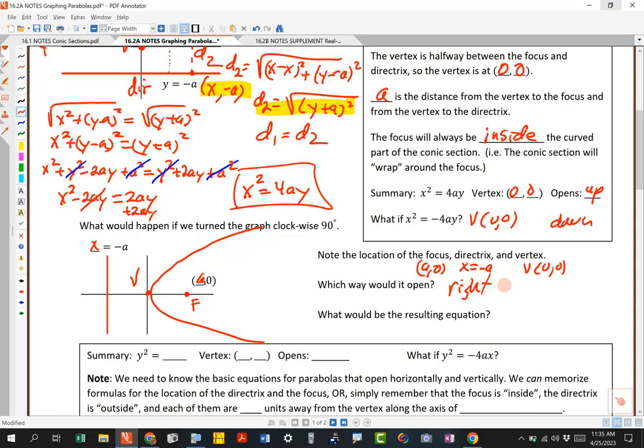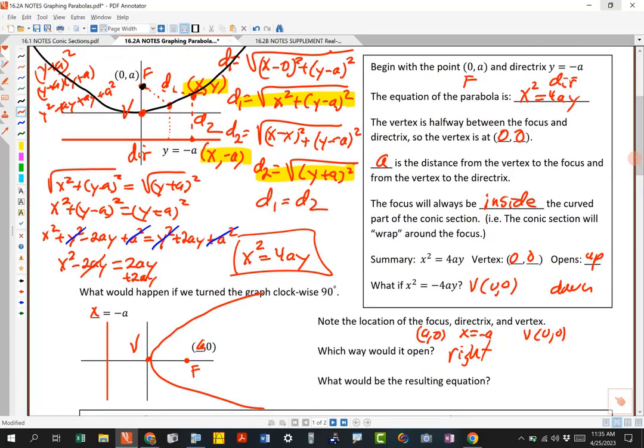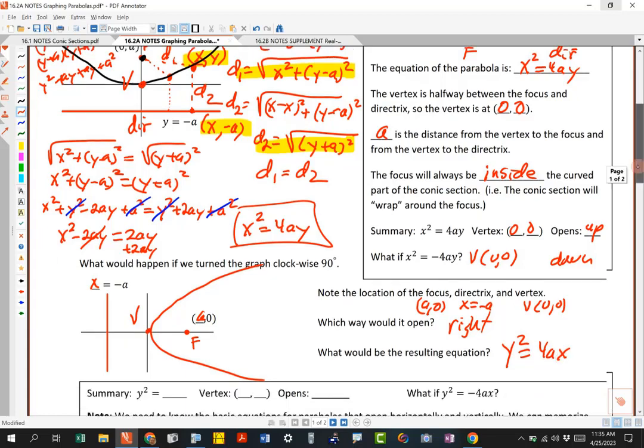Okay, take a look at these two drawings. Let me slide this down so you can see the difference. All we did is took this and rotated it 90 degrees. Everything that used to be an x is a y. Everything that used to be a y is now an x. Wilson? Would it be y squared equals 4ax? Very good. That's what it's going to be.